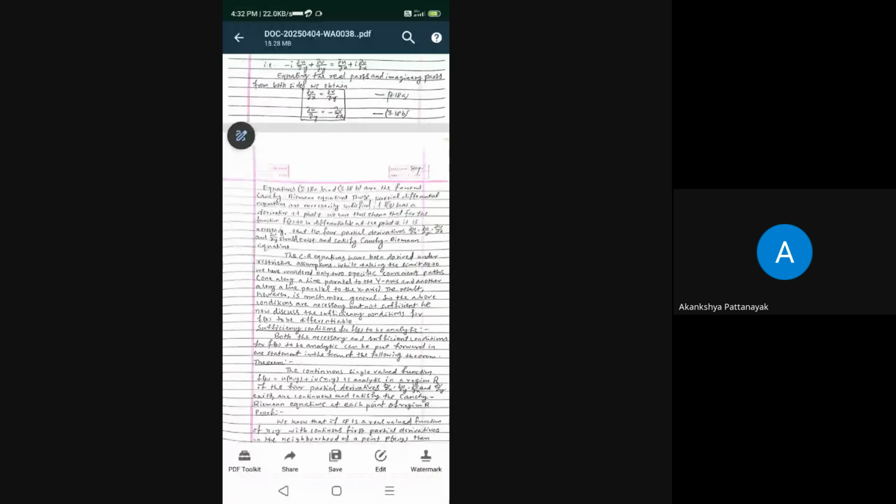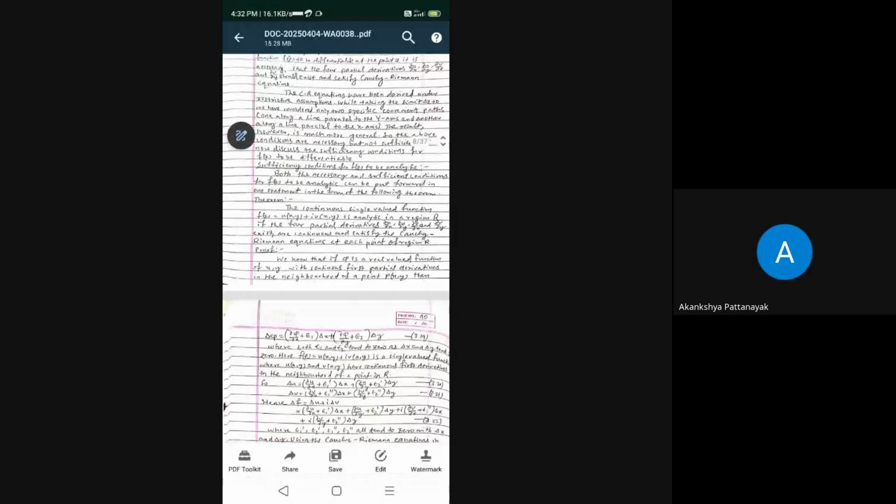So what is the sufficient condition for f(z) to be analytic? A continuous single valued function f(z), which is nothing but u plus iv, where u and v are functions of x and y, is analytic in a region R if the four partial derivatives del u by del x, del u by del y, del v by del x, del v by del y exist and are continuous and satisfy the Cauchy-Riemann equations at each point of the region R.